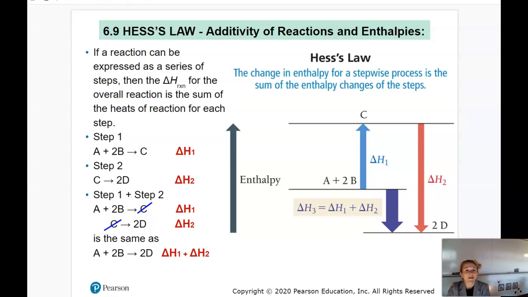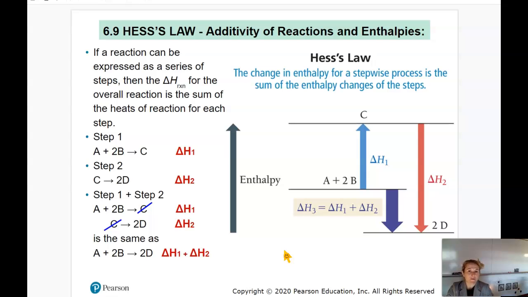Guys, let's talk about Hess's law today. That sounds exciting, doesn't it? So Hess's law is where we're talking about combining the enthalpies of different reactions.